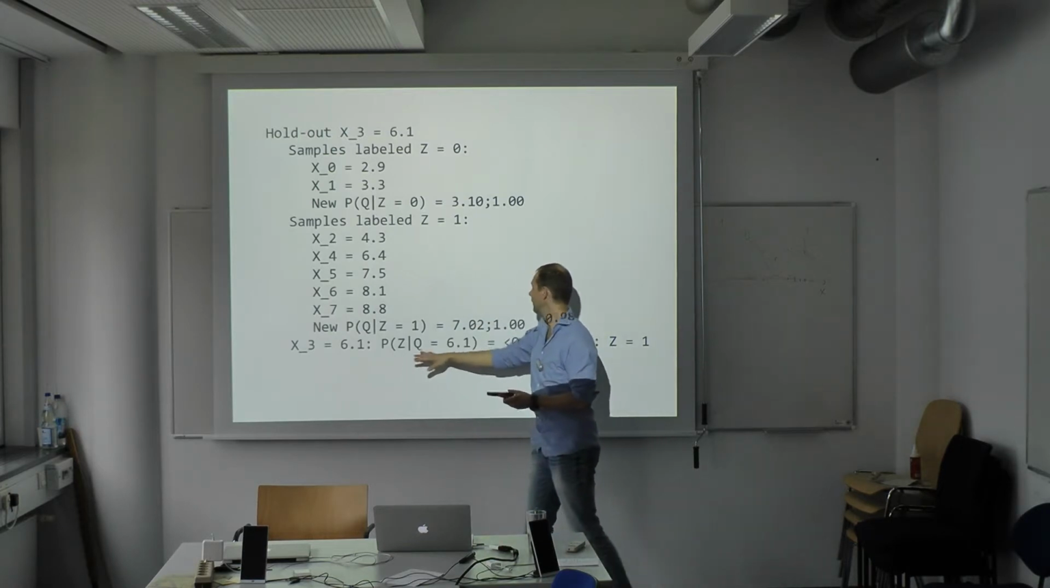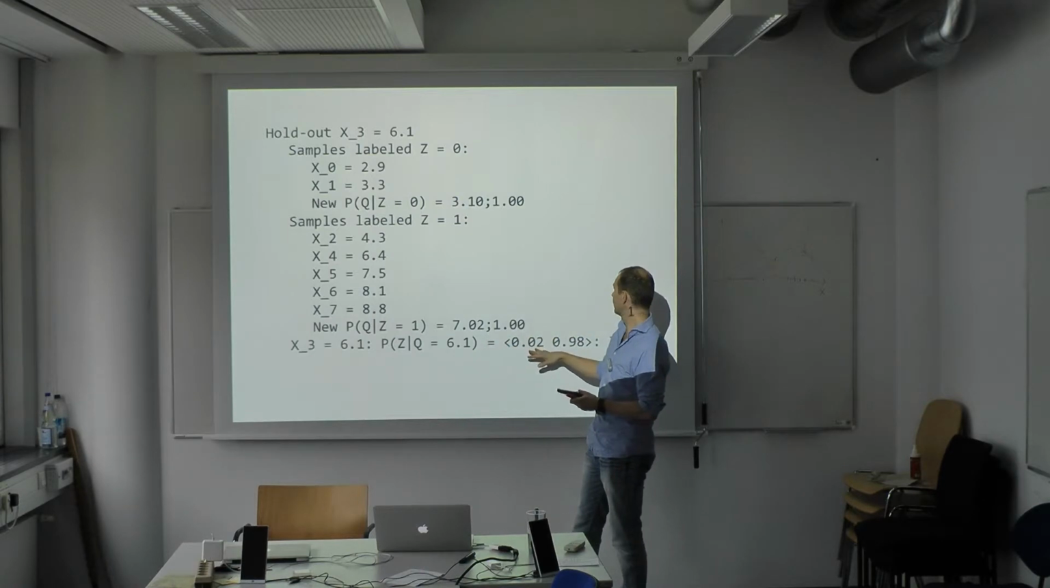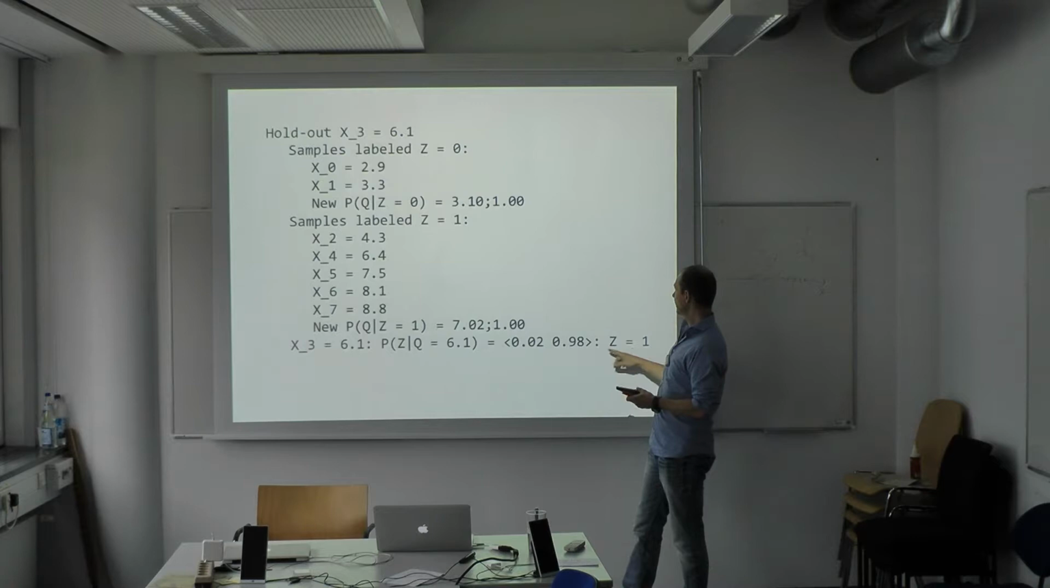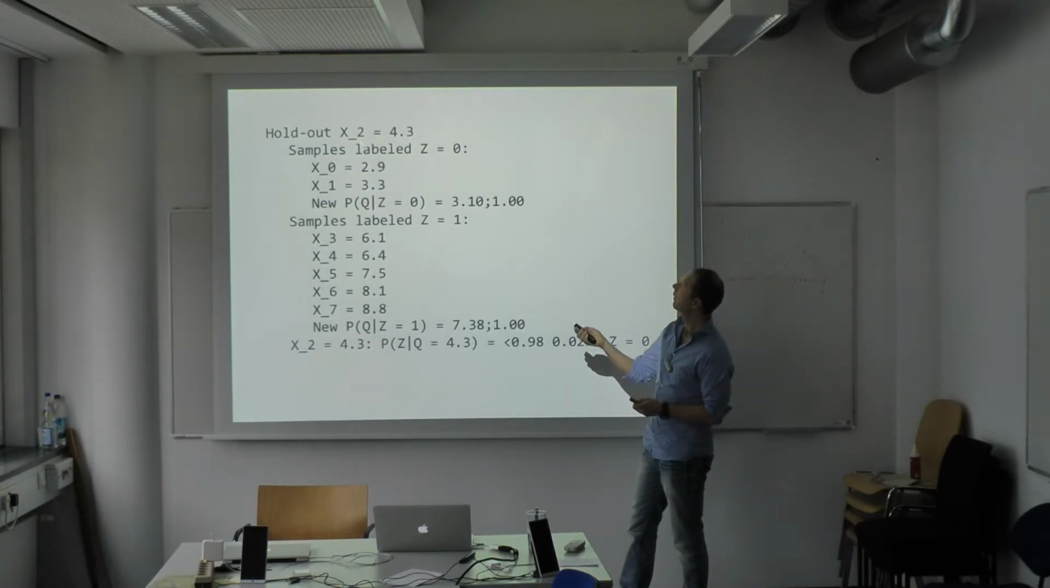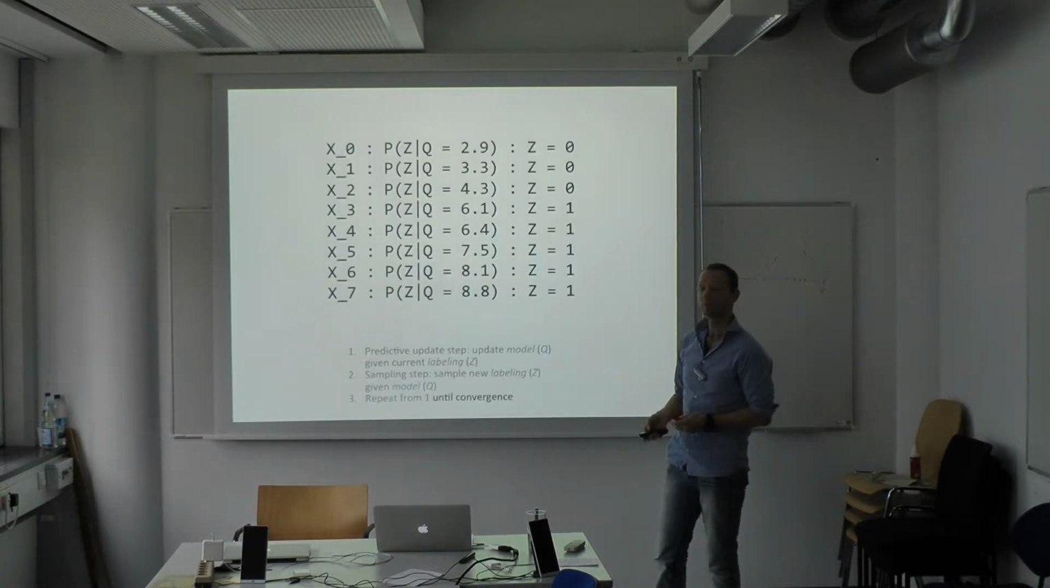Same process. This time I'm holding out x3, and this is the distribution I'm sampling from, and I pick 1. And there it is. I hold out x2 and do the same computation once again. And at this stage, I think we're almost done.